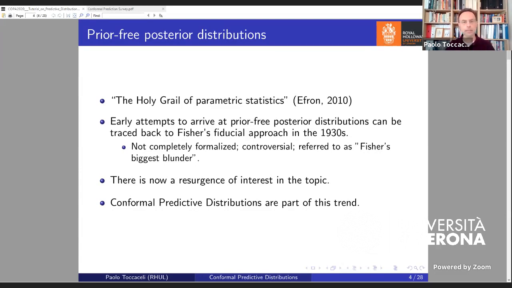And there were early attempts, as early as the 1930s, with Fisher's fiducial approach. The problem with Fisher's fiducial approach was that it wasn't completely formalized. It was worked mainly through examples. It ended up being very controversial, and by some detractor, it was referred to as Fisher's biggest blunder. Now there is a resurgence of interest in the topic, and what I'm going to show for conformal predictive distributions is part of this trend.